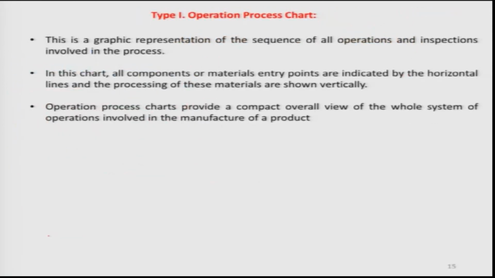So, first type of chart is the operation process chart. Okay. What is the operation process chart? This is a graphic presentation of the sequence of all operations and inspections involved in the process. It means it is a graphical representation. Graphical representation means any worker, skilled or unskilled, can understand.